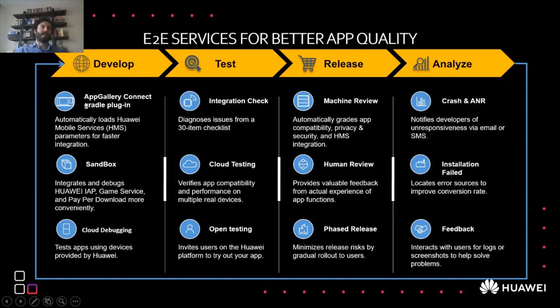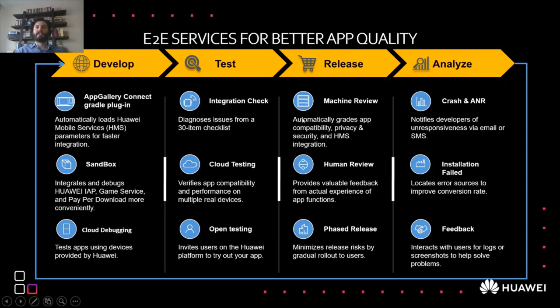So for the development part, you can use our sandbox for in-app purchase, for example, so you don't need to make a payment. You can just use the sandbox for the payment part. Cloud debugging, we have the test applications. We have the devices remotely located in a laboratory, a variety of Huawei devices, so you can connect and use them. For the test part, we have integration check. It makes an automated check for your application before release. And cloud testing, you can have the automated test of your app.